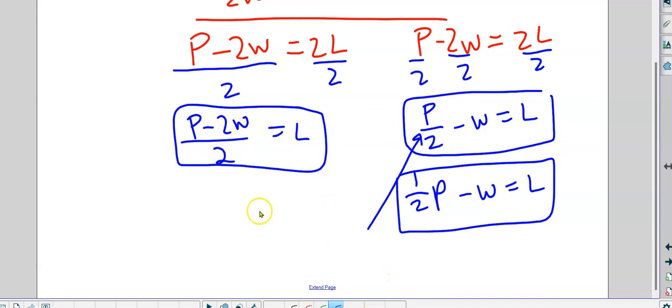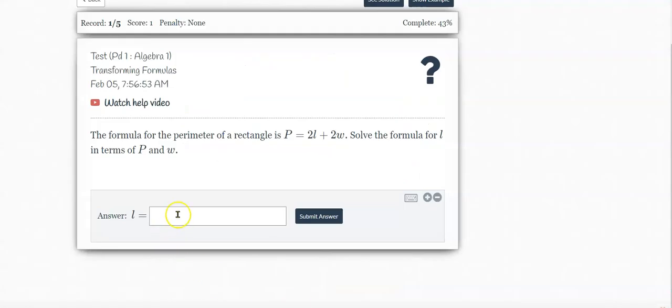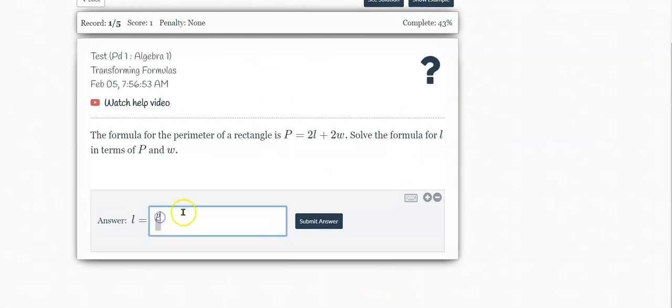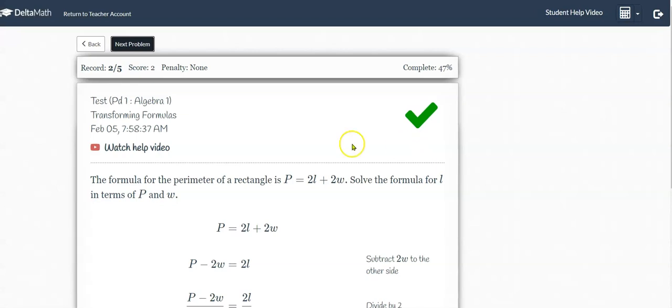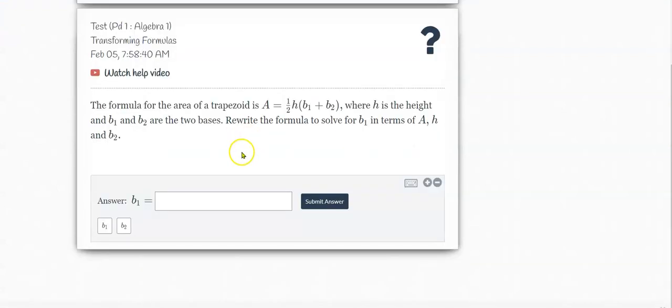So I'm going to type this giant one. Let's see what they say. P minus 2w over 2. Let's see what they say. See if they wanted us to simplify. Nope, we got it right. All right, let's try one more.